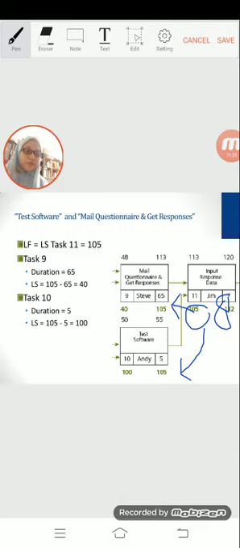Okay, they will have the same LF, but they will have different LS. Okay, 105 minus 65 equal 40, while 105 minus 5 equal 100.